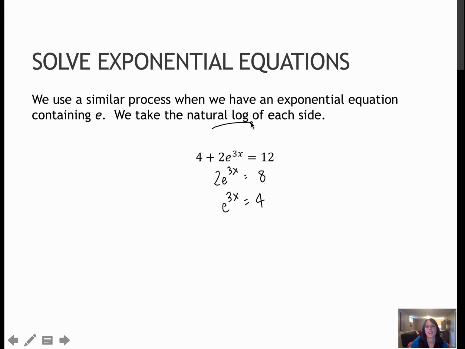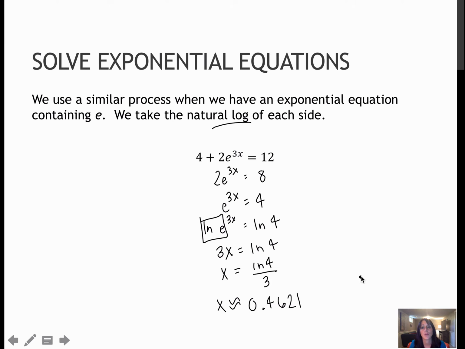From here, I would finally take the natural log of each side. So I'm going to take the natural log of e to the 3x equals the natural log of 4. The natural log and e cancel. I get 3x equals the natural log of 4. So my exact answer is the natural log of 4 divided by 3, and then I could use my calculator to find a decimal equivalent depending on how they want the solution. The decimal equivalent would be 0.4621, rounded to the nearest 10,000th.